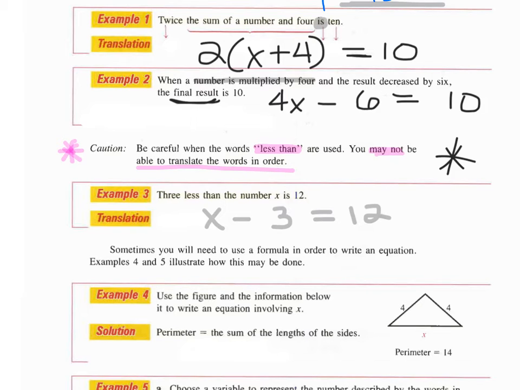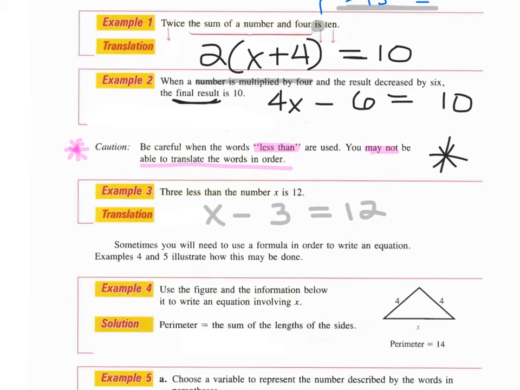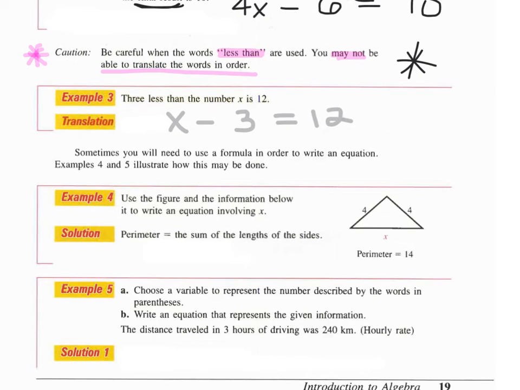Okay, the next one, now we're going to use our formulas again. Now, we only saw perimeter of a rectangle, but perimeter of any shape, you're just going to take all the sides and add them up. So what would be the equation that I would come up with for example 4? 4 plus 4 plus x. Okay, so she's saying 4 plus 4 plus x. And then what else do we have to put?